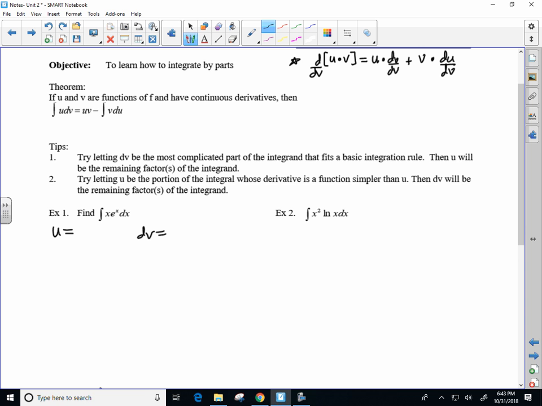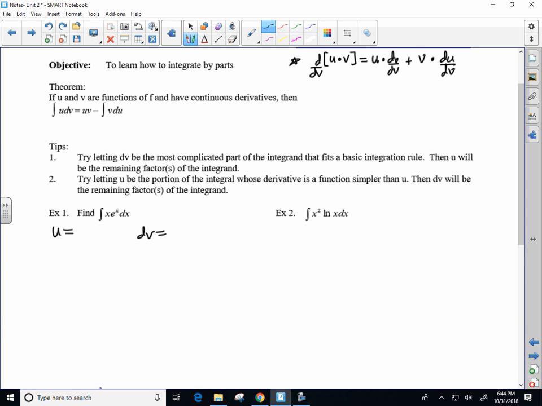Because the whole point of this thing is to be able to take the antiderivative of something you didn't already know the antiderivative of. Okay? So let's say, for example, I'm going to design this, and I'm going to let my u be equal to 1, and my dv be equal to x e to the x dx. I haven't made the situation better. I've not improved anything. So why would I do that?